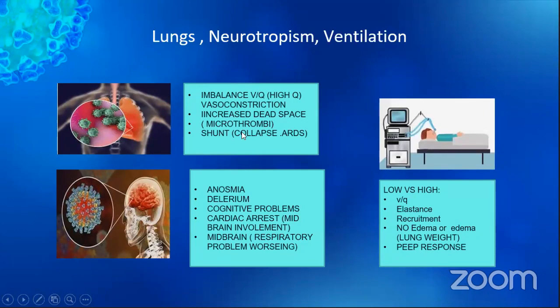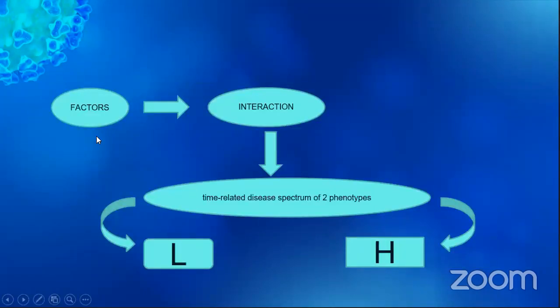And the third factor, as we mentioned before, is the interaction between the mechanical ventilator and the patient. So this could be high VQ or low VQ, low elastance versus high elastance, high possibility of recruitment or low recruitment possibility. The patient can have wet lung or dry lung, and if you give PEEP, the patient will be more responsive or less responsive. We'll describe that next. So these factors interact with each other, and finally the time-related disease pattern will be of two types. They mentioned it as L and H. L and H I will explain further.